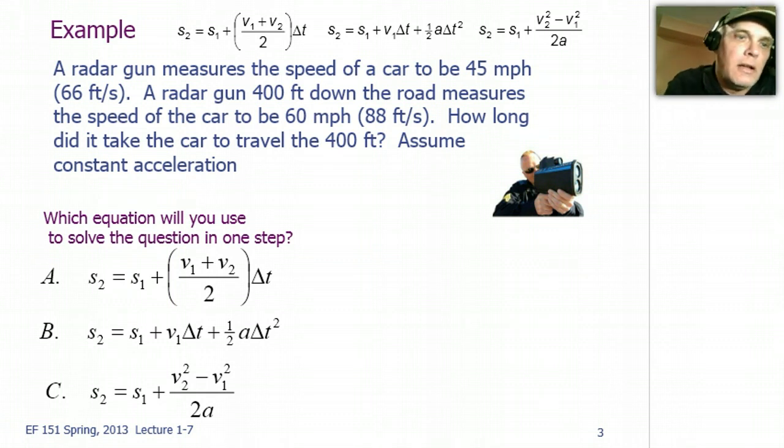We can see that from our two velocities, final one of 88, initial one of 66, that we're speeding up. We want to know how long. We want to know the time it took this car to travel the 400 feet between these two locations.